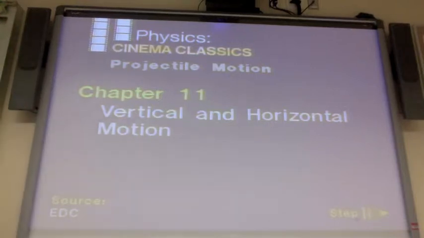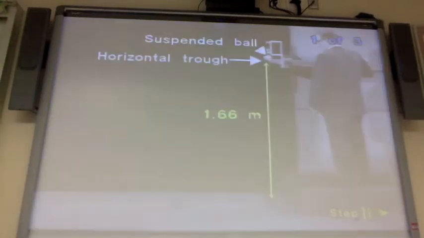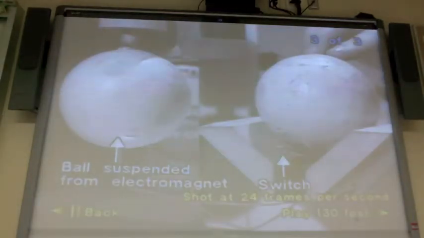Okay, so let's see what we have this time. We have a ball that's going to travel a distance of 1.66 meters, and it's going to be released from an electromagnet. A ball projected horizontally causes a second ball to drop vertically, starting at the instant of launch.